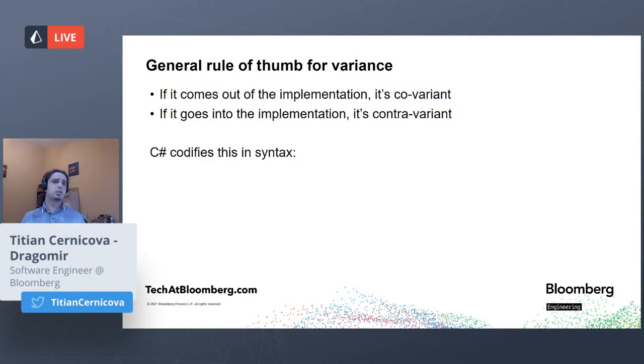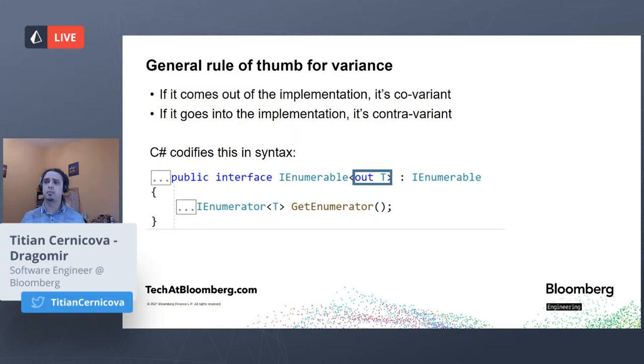And actually, some languages codify this in syntax. For example, C# actually has explicit covariance and contravariance annotations. For example, IEnumerable is an interface that produces elements of type T, so it's covariant and it's annotated with out. Or, for example, a function signature such as Action is annotated with in, meaning for its parameter types, meaning that it's going to be contravariant.